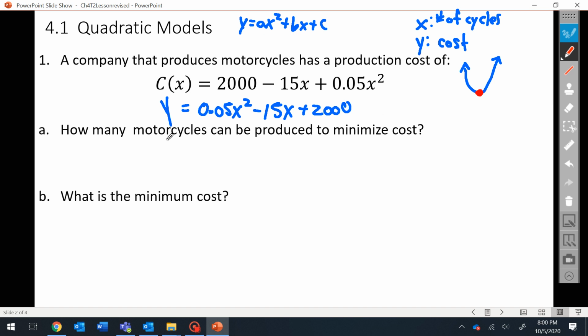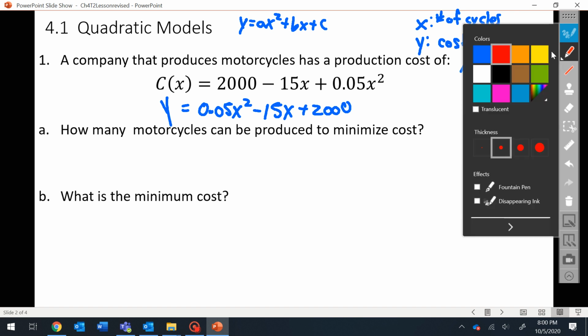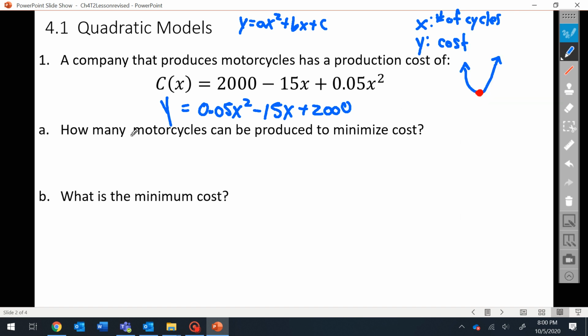So it says how many motorcycles can be produced to minimize the cost. So the x-coordinate is the motorcycles, and then letter B, what is the minimum cost? That's the y-coordinate. So let's first figure out how many motorcycles. So let's first figure out the x-coordinate of the vertex. So we're going to use our formula, negative b over 2a. Let's identify them first. a is 0.05, b is negative 15, and c is 2,000.